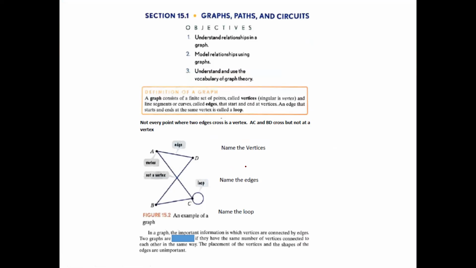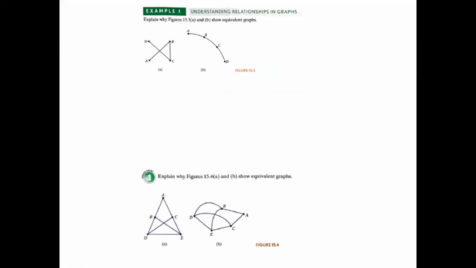The first part here, I want you guys to go ahead and name the vertices, the edges, and the loops. Pause the video and do that. Here are my edges, and the two loops, or just one loop, CC. So fairly simple.